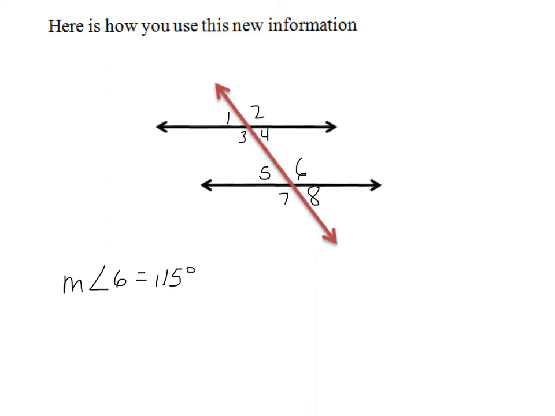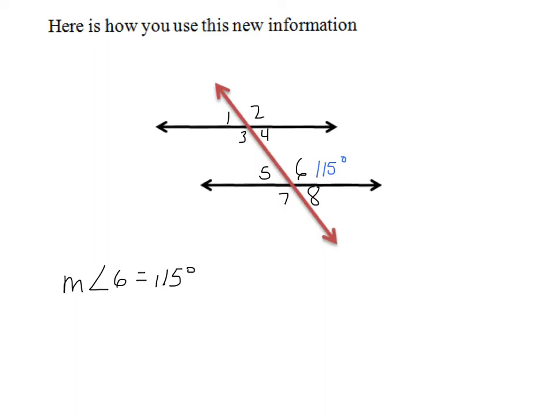Here's how we use this new information. I see my diagram, and it shows me at the bottom the measure of angle 6 is 115 degrees. I can now find all the other angles just given this one angle. So the first thing I'm going to do is label angle 6 as 115 degrees. So what can I fill in?